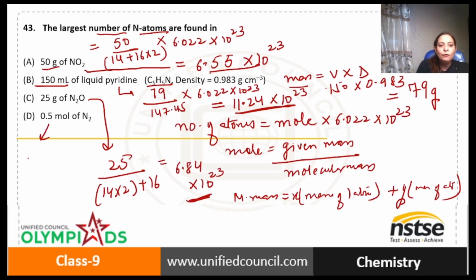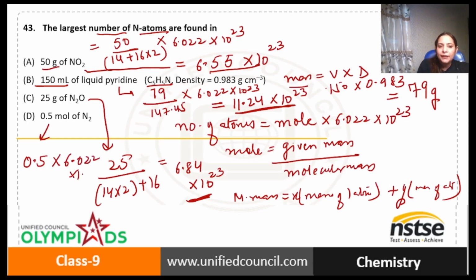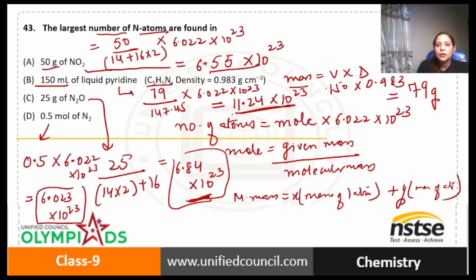Same way, you have moles already given. So you already have moles, you don't have to find moles. So multiply it directly with the Avogadro number and you will get the fourth one as 6.023 into 10 raised to power 23. So if you compare all these, 1, 2, 3, 4, number of atoms, you will find that it is maximum for option B, that is for pyridine. So this way you need to find it out.